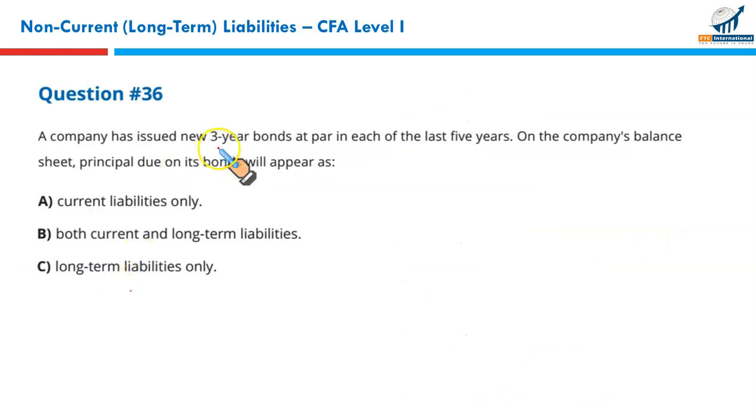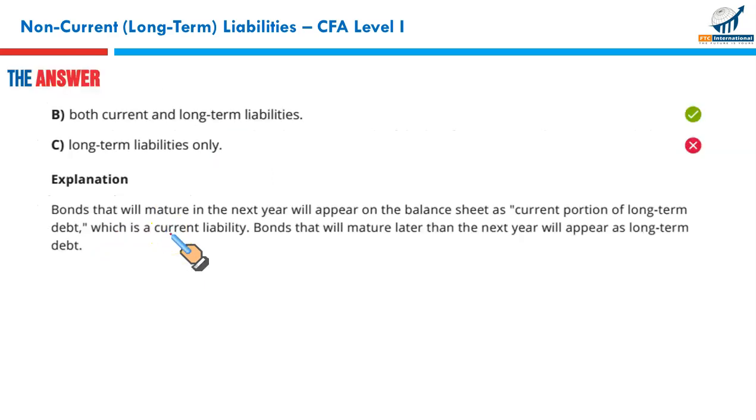Next, a company has issued new 3-year bonds at par in each of the last 5 years. On the company's balance sheet, principal due on its bonds will appear as what? Since there are many bonds in issue, some which are becoming due within 1 year, less than 12 months, they will be considered as a current liability, and those for more than 1 year will be considered as a long-term liability. So it's both current and long-term liability. That makes B to be the correct option.